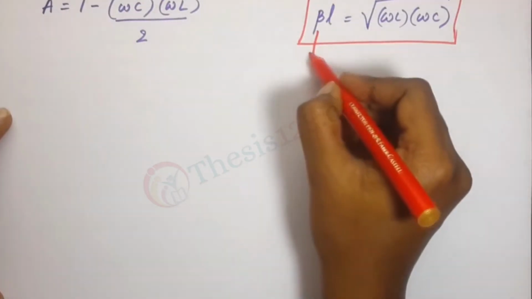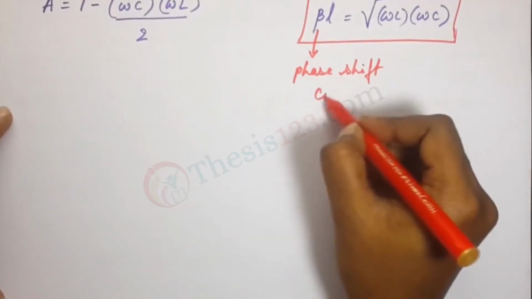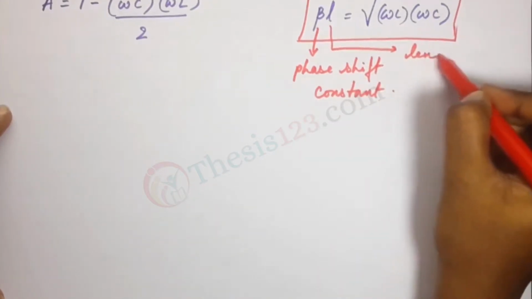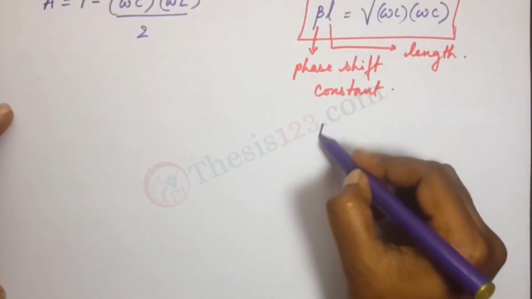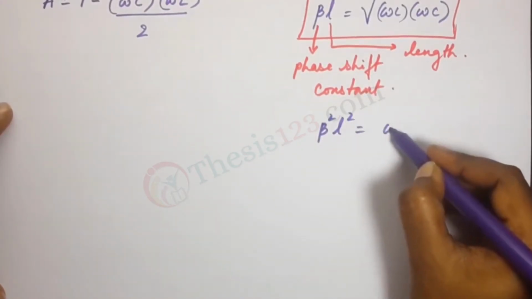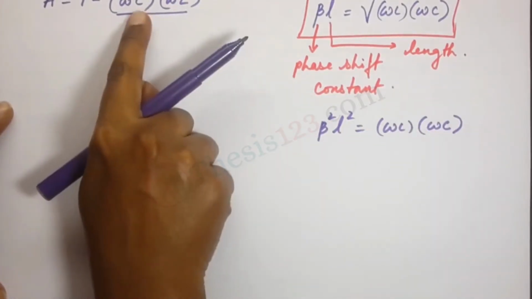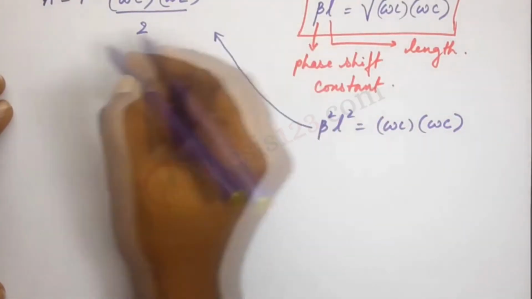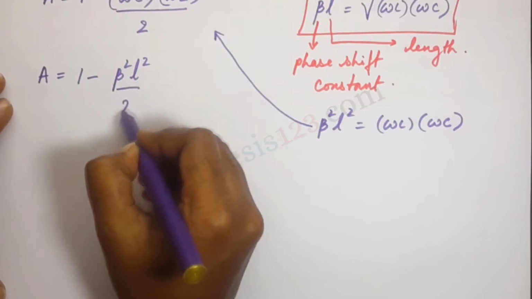Now here beta is known as the phase shift constant and L is the length of the line, length of the transmission line. Okay, so if we square it on both sides, we get beta square L square is equal to omega L into omega C. Omega L into omega C, we can substitute it in terms of beta square and L square right here. And we would get A is equal to 1 minus beta square L square by 2.